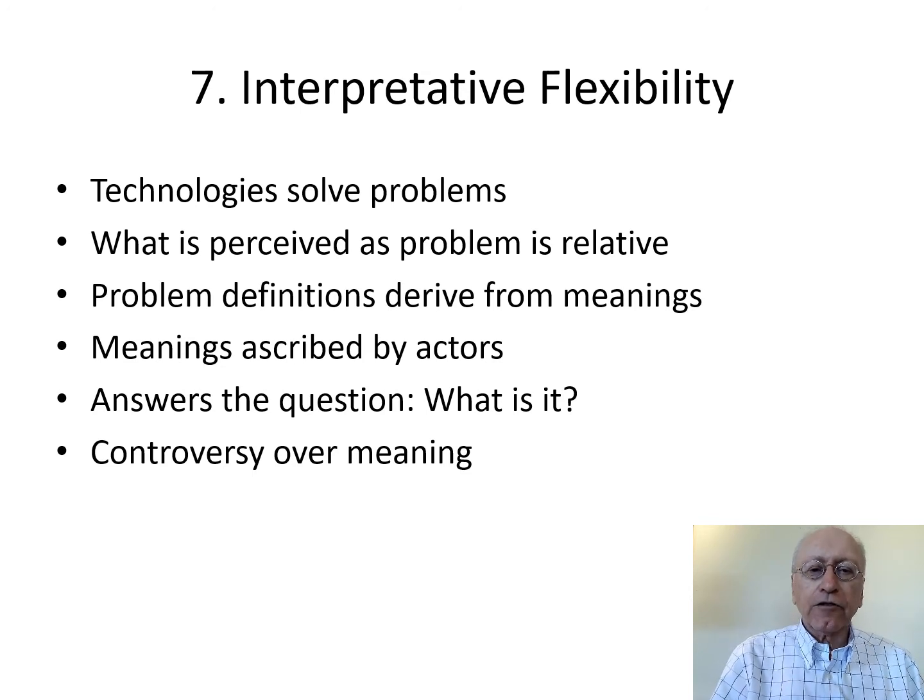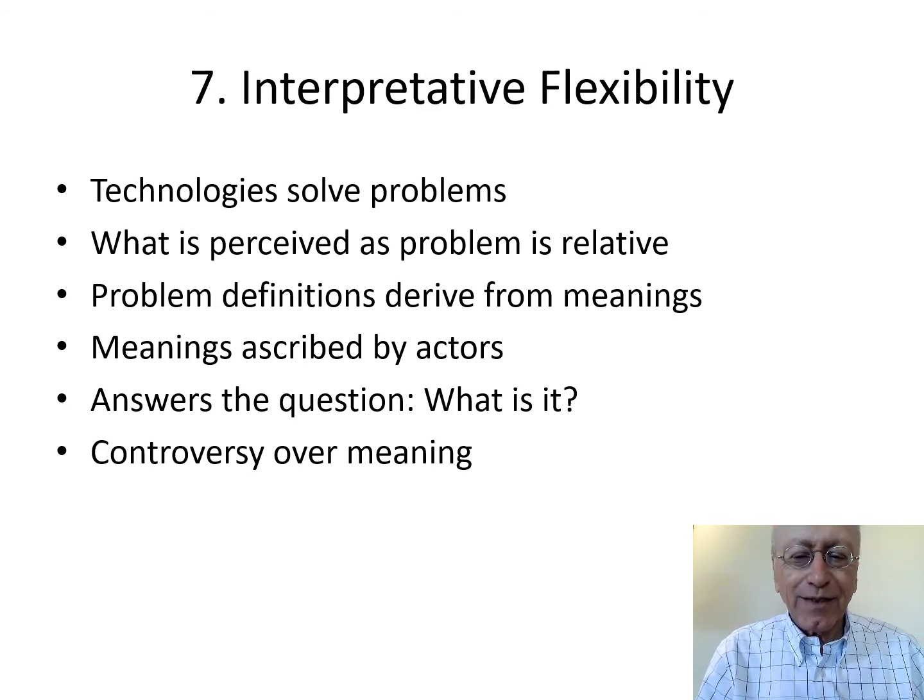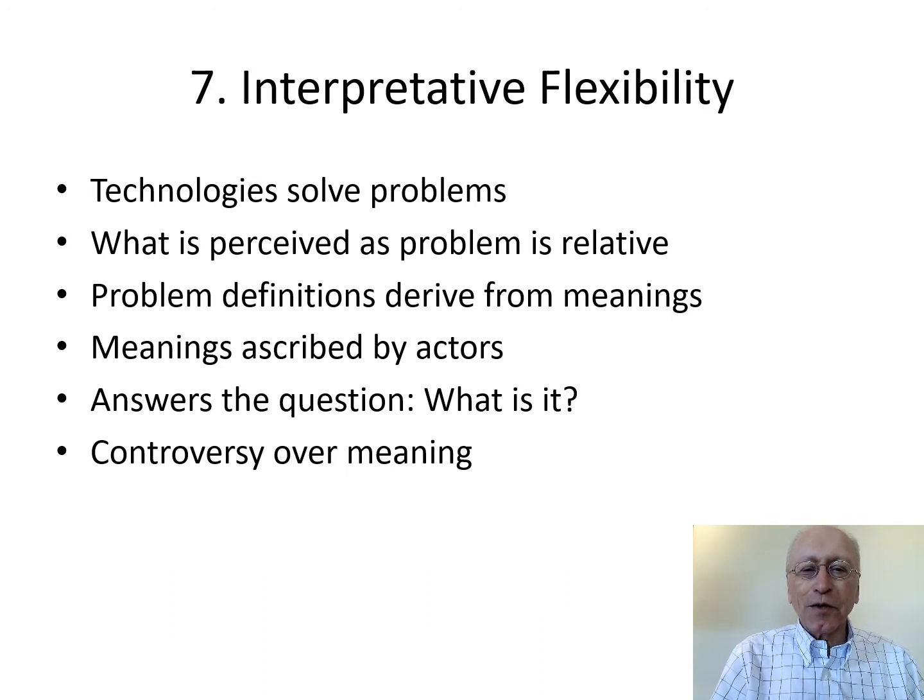Okay, now interpretative flexibility. This is a technical term in science and technology studies. Technologies are designed to solve problems, but there's no absolute registry of what are problems. Problems are something that are perceived by human beings, and people may see the problems differently. The problem definitions depend on the meanings people give to the technology and the situation in which it's deployed.